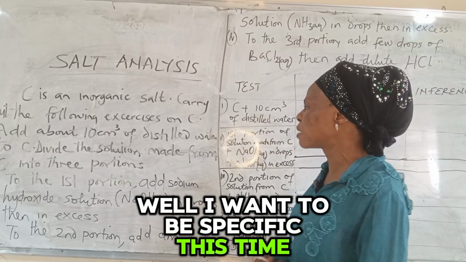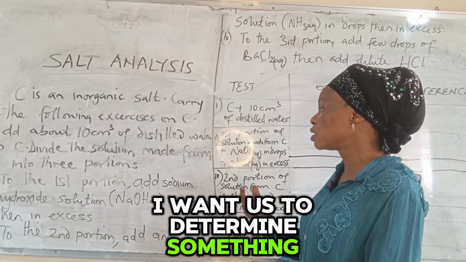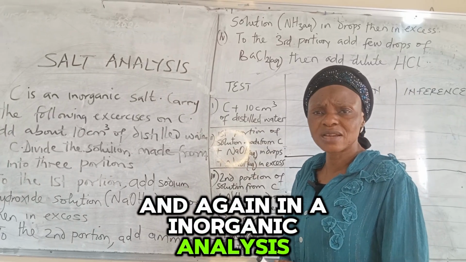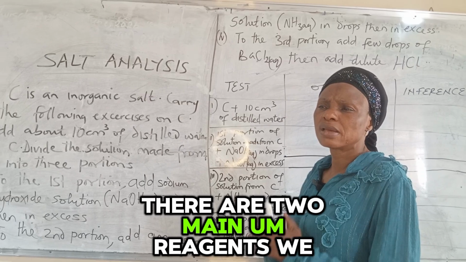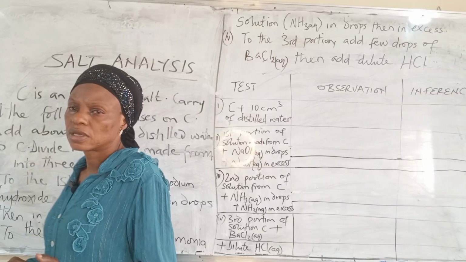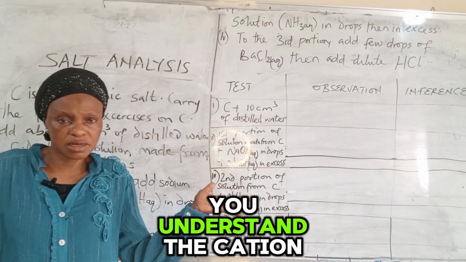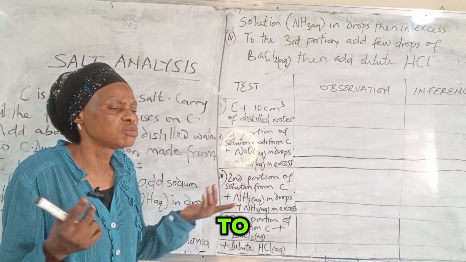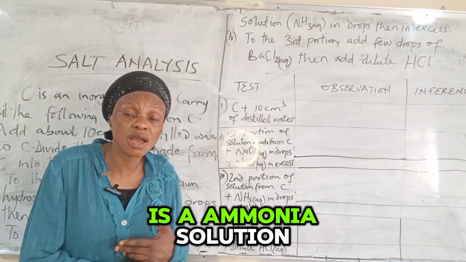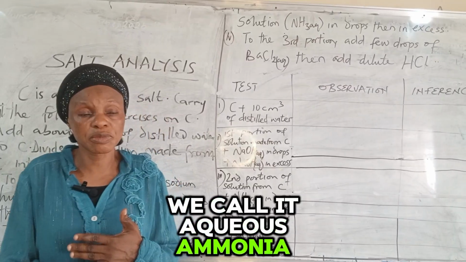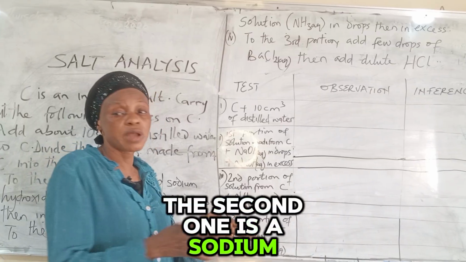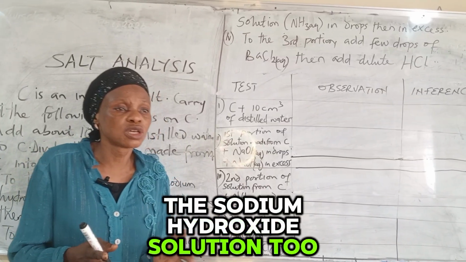So today I want us to focus on those salts. I want to be specific this time around. I want us to determine something that has to do with copper. And again, in inorganic analysis, in salt analysis, there are two main reagents we normally use to identify those salts, especially their cation parts. The cation part that you want to analyze, you have to use two major reagents. The first one is ammonia solution. We call it aqueous ammonia because we have added water, it's now aqueous. The second one is sodium hydroxide solution. The sodium hydroxide solution too is also aqueous.